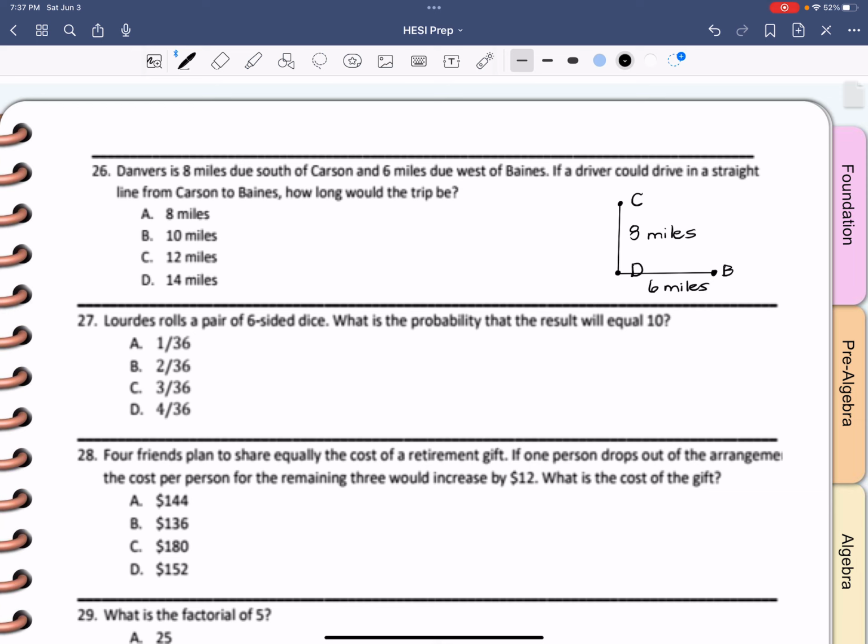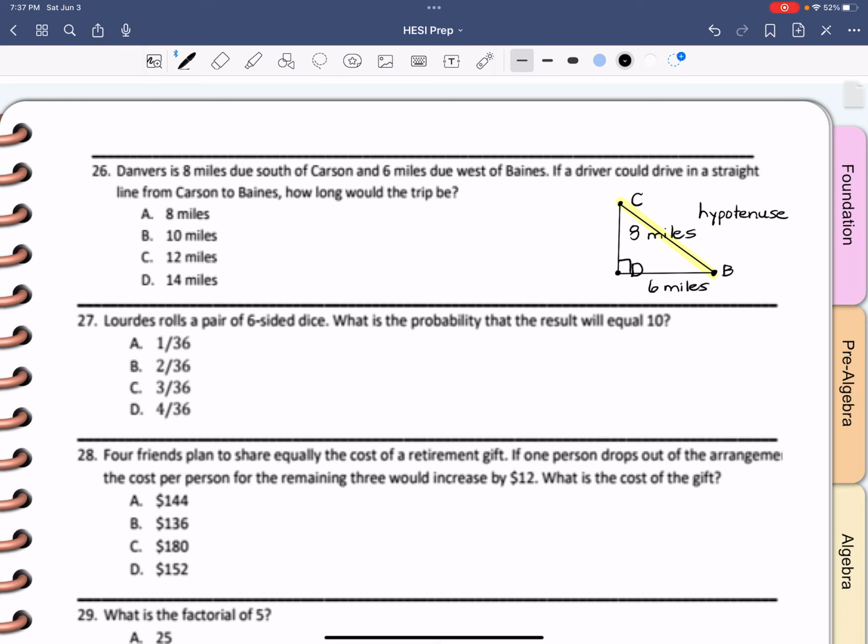If a driver could drive in a straight line, okay, so here's a right angle, and they're talking about straight lines. That's a right triangle with a straight line. I know that that straight line is called the hypotenuse. And remember, Pythagoras told us that the straight line is always the closest distance. If the driver could drive in a straight line from Carson to Baines, so make sure you're going from C to B, what would that trip be?